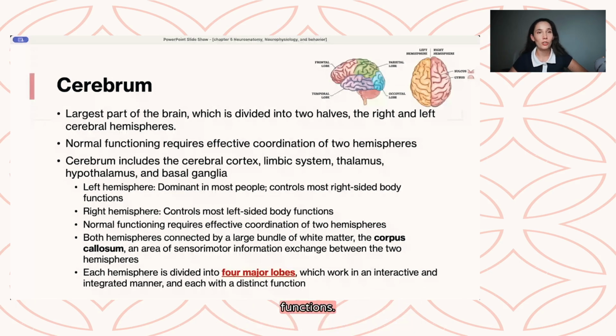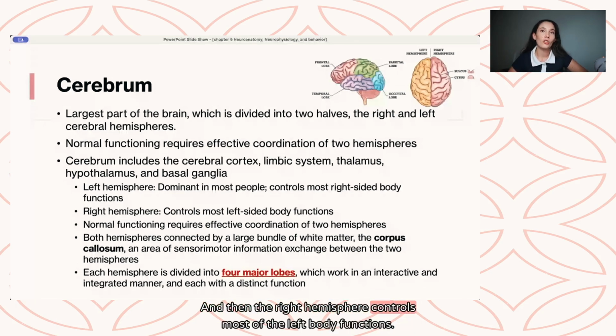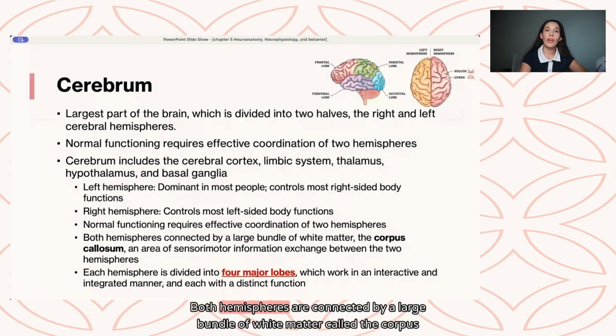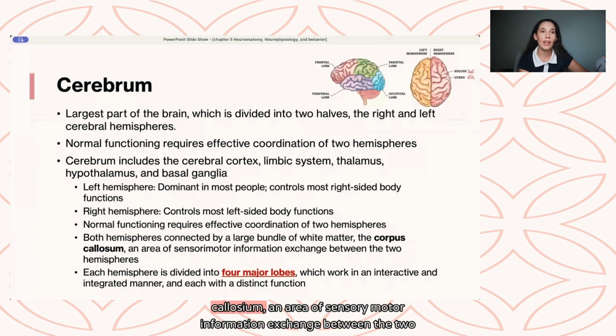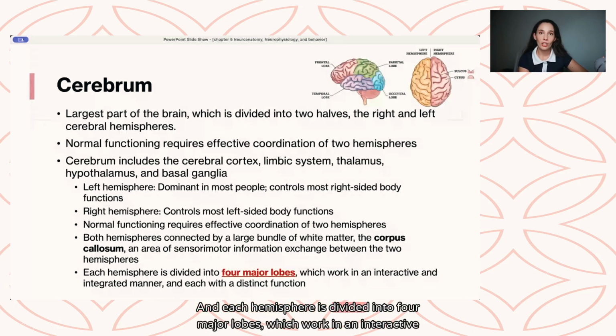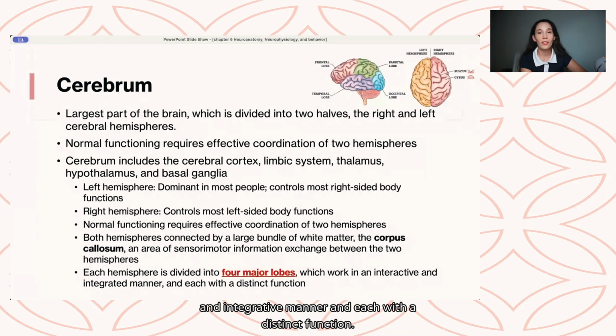Normal functioning requires the coordination of these two hemispheres. Both hemispheres are connected by a large bundle of white matter called the corpus callosum, an area of sensory motor information exchange between the two hemispheres. And each hemisphere is divided into 4 major lobes, which work in an interactive and integrative manner, and each with a distinct function. You are going to need to know what these functions are. We're going to talk about them.